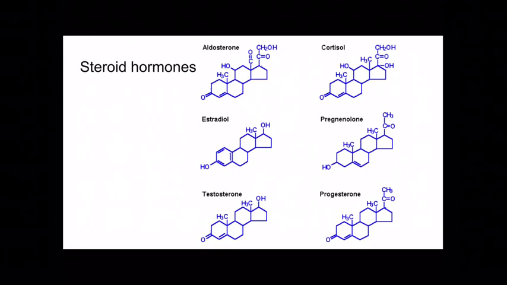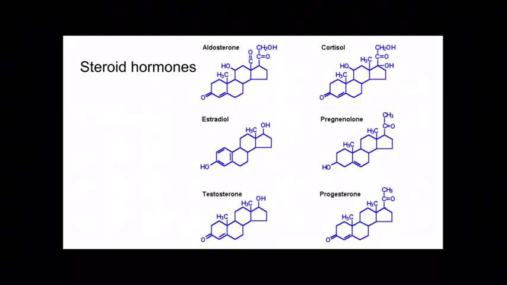So again, looking at these, we can see that basic backbone, and there's some variation to it here and there, but we can see this basic 17 carbon backbone that is the steroid component of all of these different hormones. And then we can also see that there are differences between each of these hormones. Many of these are hormones that we probably have heard of, especially the top two and the bottom two.